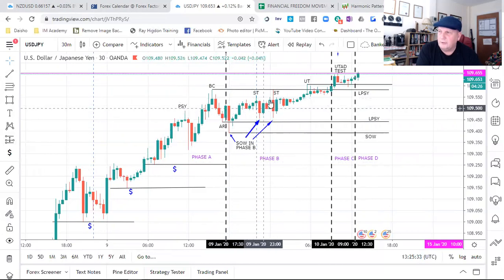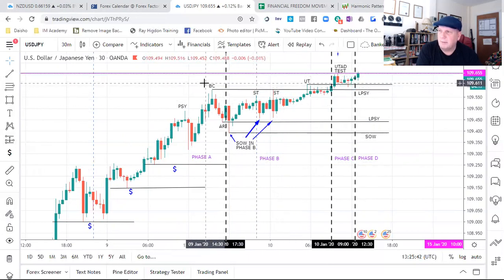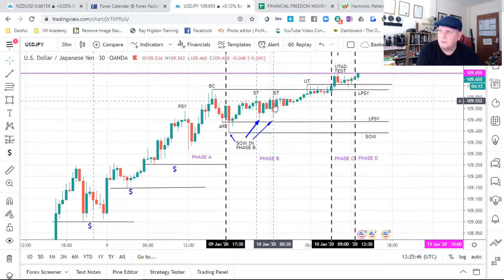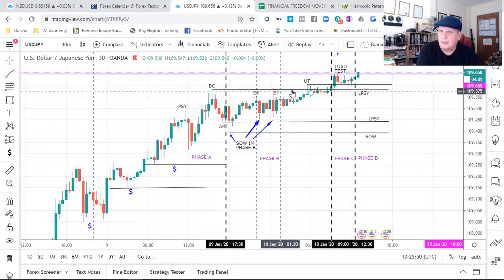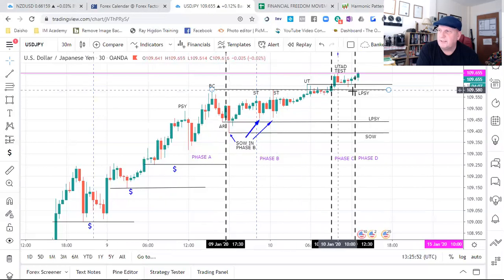Then we've got this distribution phase where the market's gone up and down, up and down, and we've got a couple of tests here. These are called secondary tests, where it's gone up to test the buying climax point to see if there's anything there. It's gone up again, and it's dropped straight back down. So it's testing this buying climax, which is basically a level of resistance.